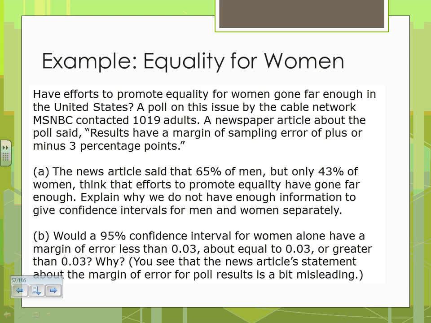So we do not know how many men or women were in the sample. We just know that it was the number of adults. So we can't really set up the two proportions, which we'll get to later, but we don't know how many men and women there were. B, would a 95% confidence interval for women alone have a margin of error less than 0.03, about equal to 0.03, or greater than 0.03, and why?